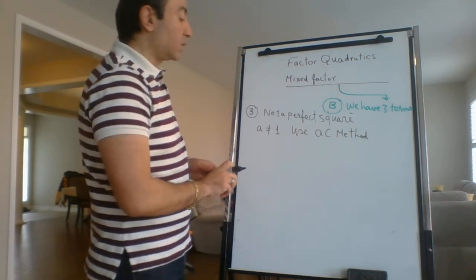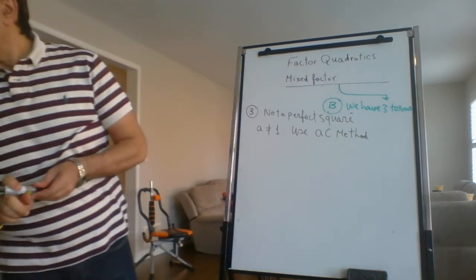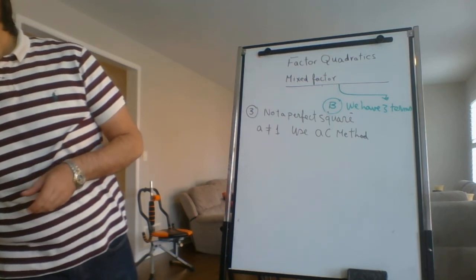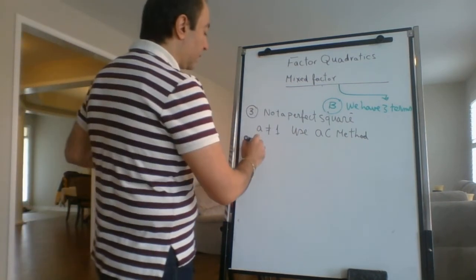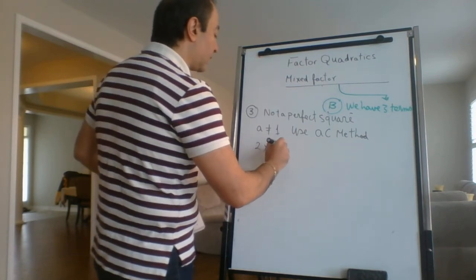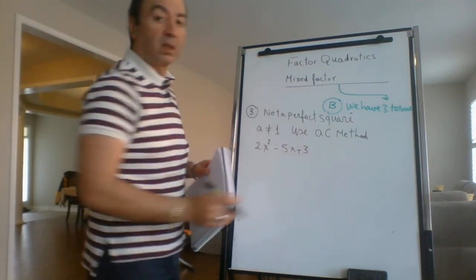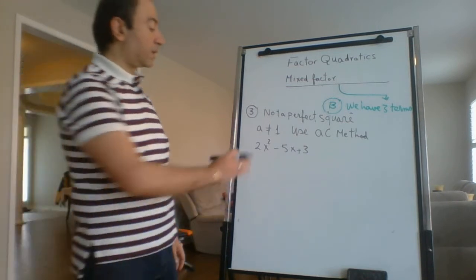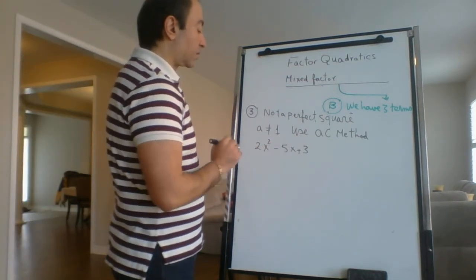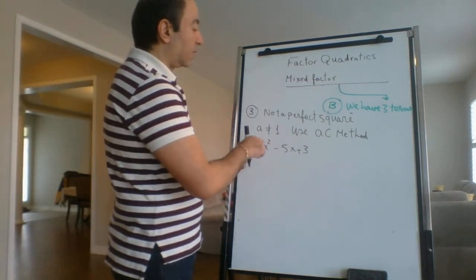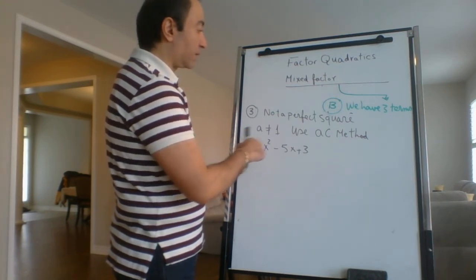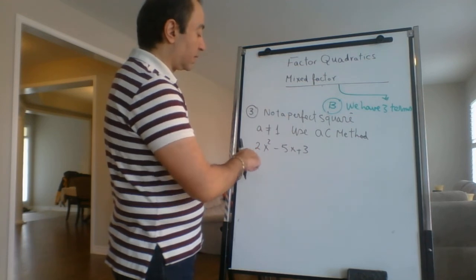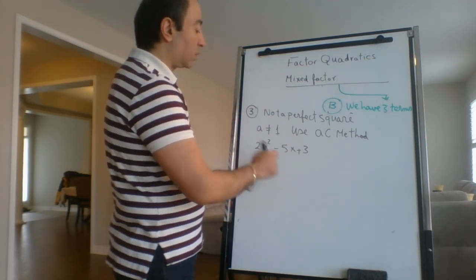Okay, how do we use the AC method? I'm going to give you an example for the AC method. Let's say 2x squared minus 5x plus 3. First thing, I will look for common factors. Nothing is common. Second thing, is this a perfect square? No, A is not a perfect square. This is 3 terms, so right side. Is A 1? No. So what are we going to do?